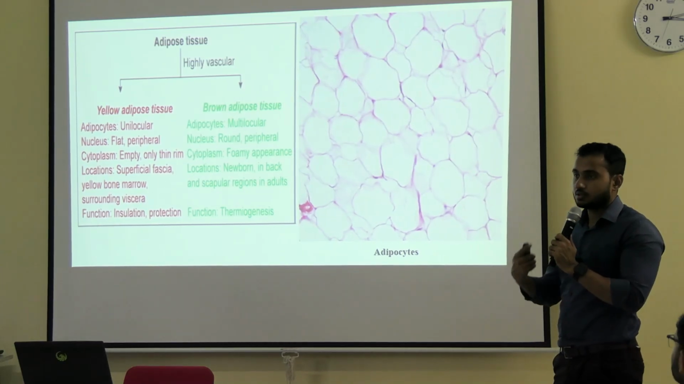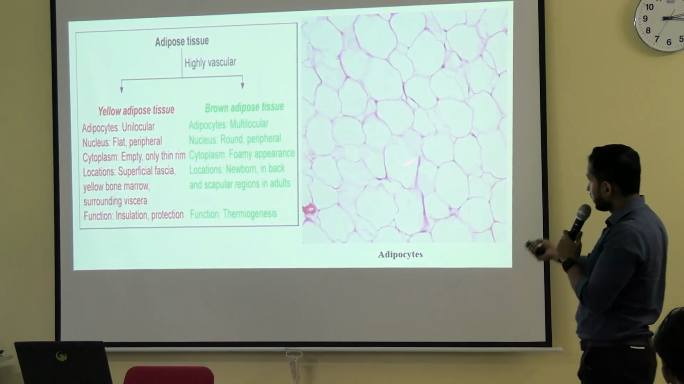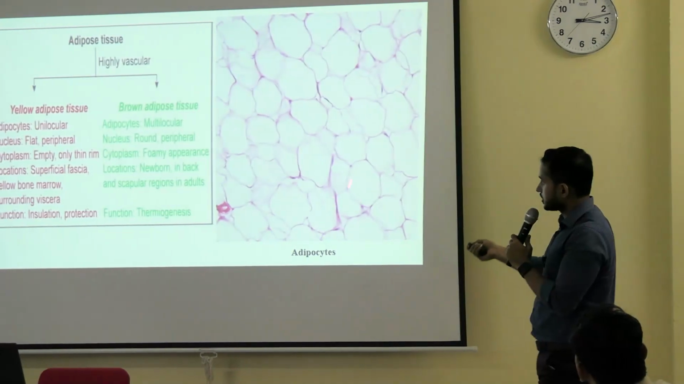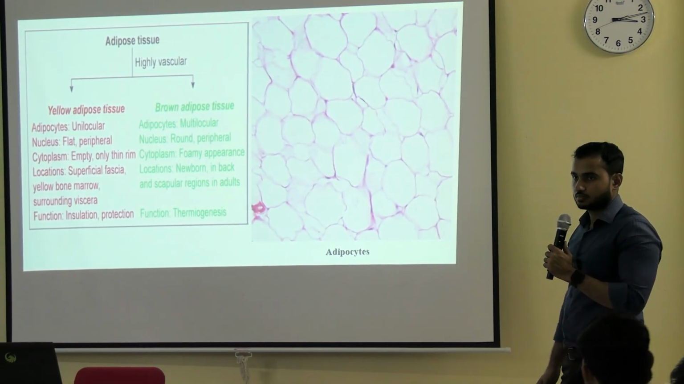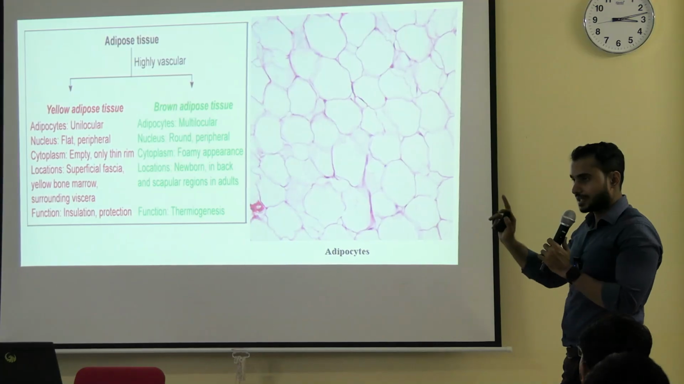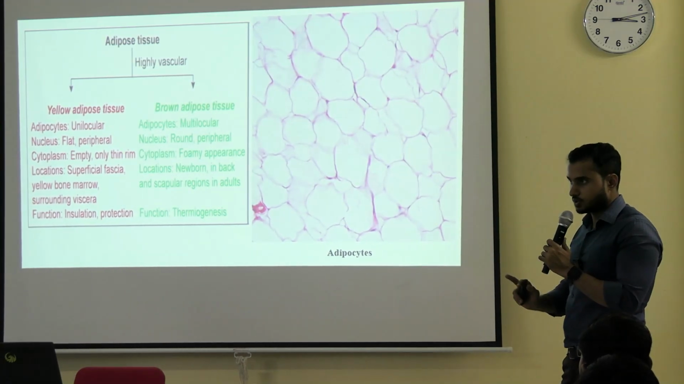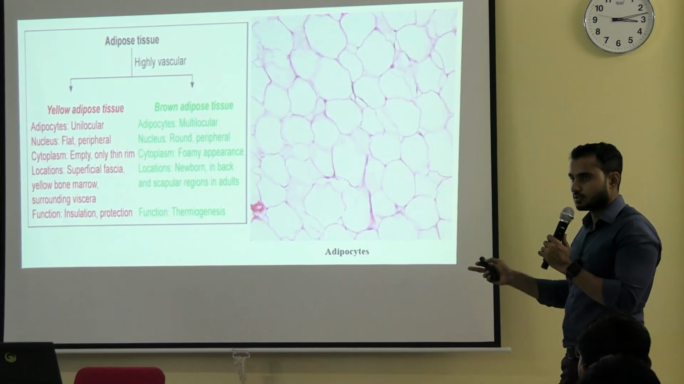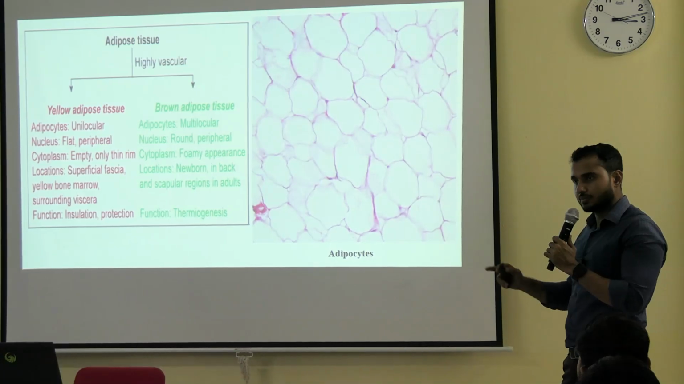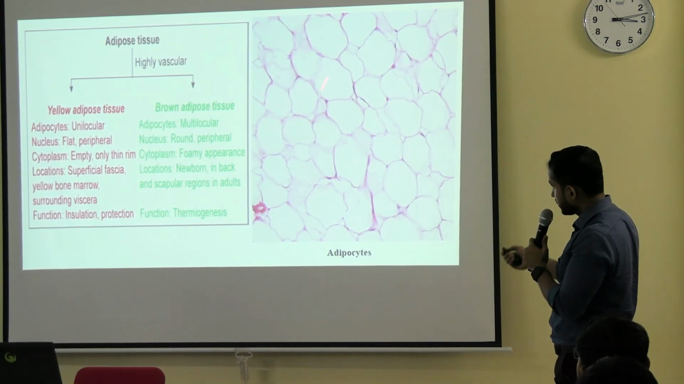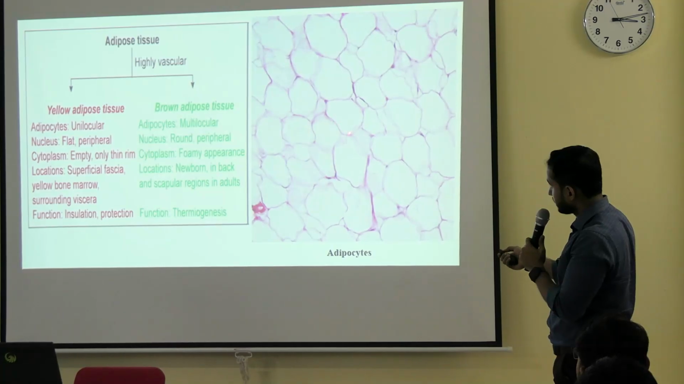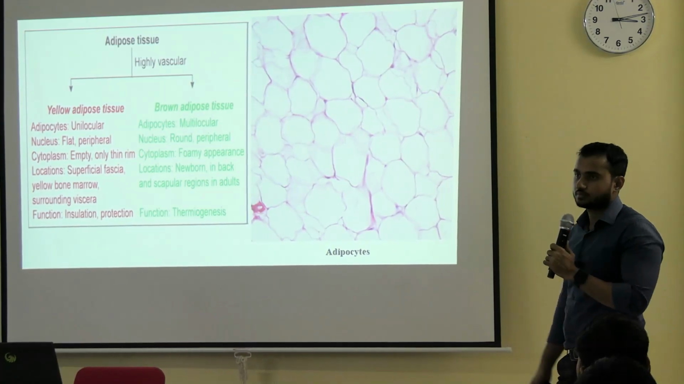Now, my question is, which type of adipose tissue is this? I have already explained both the types of adipose tissue. I have shown you the cells also: adipocytes, unilocular, multilocular. Now my question is, which type of adipose tissue is this, and which type of cells are these? Which variety?